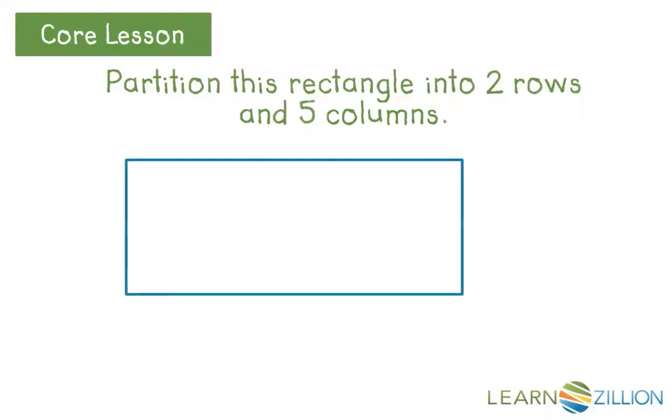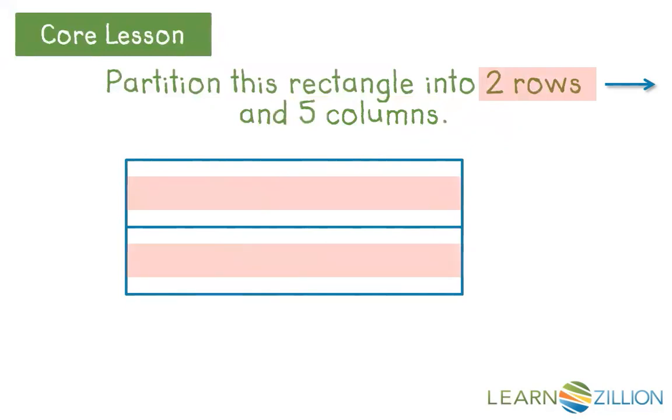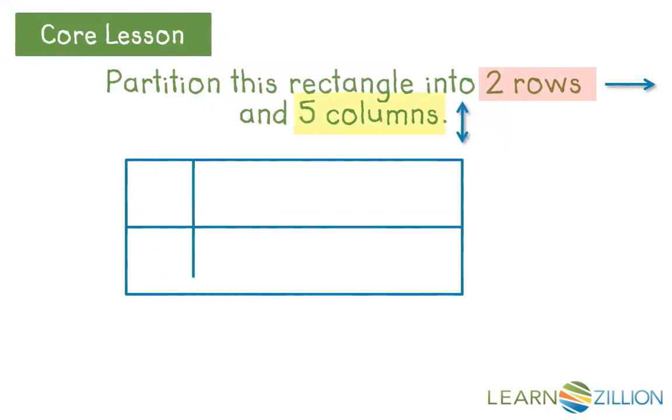Partition this rectangle into 2 rows and 5 columns. I remember that rows go across. I draw one horizontal line and I notice that I have created 2 rows. Now I will partition my rectangle into 5 columns. I remember that columns go up and down, so I will draw lines that are vertical. I draw 1 line, 2 lines, 3 lines, 4 lines. After drawing 4 lines, I notice that I have created 1, 2, 3, 4, 5 columns.